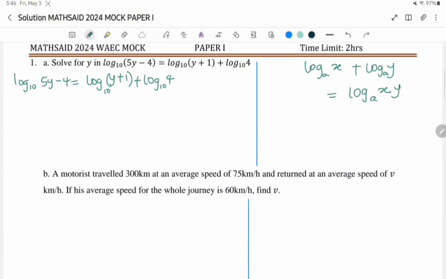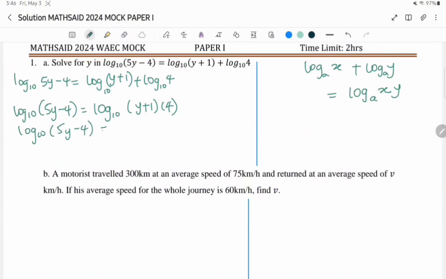That would mean that on my right hand side, it is the same thing as log base 10 of y plus 1 multiplied by 4, which can be rewritten as log base 10 of 4 multiplied by y plus 1. I just brought the 4 in front of the y plus 1.